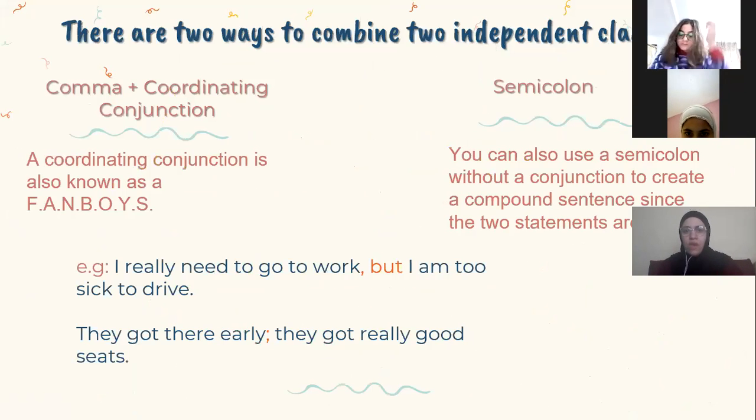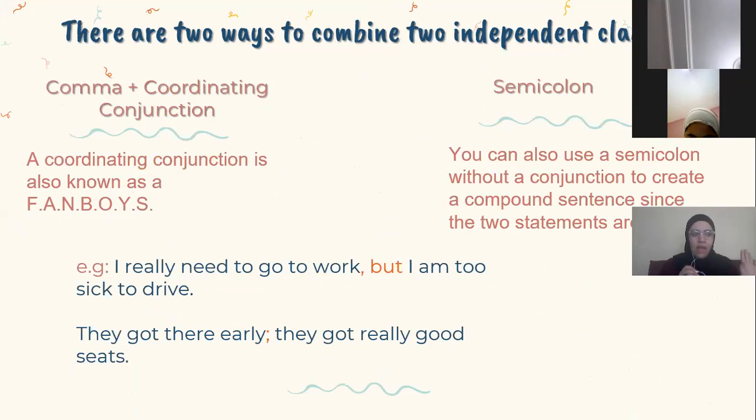We have two ways to make compound sentences. Either we use a comma and a coordinating conjunction, by coordinating conjunction we mean one of the fanboys, or we use only a semicolon. Yes, again, I repeat, please. When you use a semicolon, then you have to use it alone.